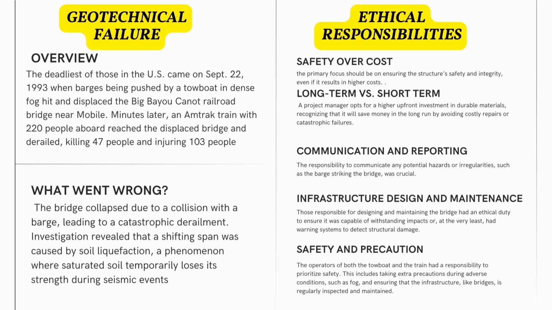The second one is long-term versus short-term. It's crucial to ensure that structures we create are not only safe and reliable, but also durable and efficient, meeting both current needs and future demands.